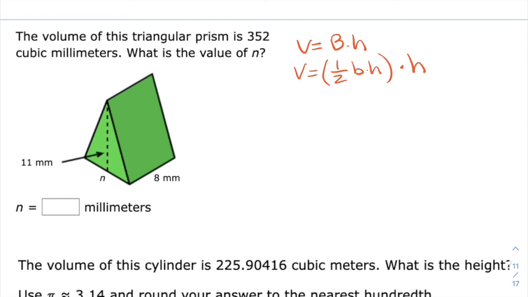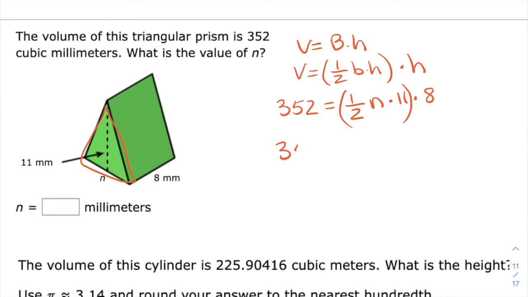Look, we're going to substitute in all the pieces that we know. So we know 352. We know 1/2. We know the base is n. The height is 11. And then the other height is 8. So what I did was I did the height of the triangle being 11, and I did its base being n, because that's what we're solving for. So it's 1/2 n times 11, and then it's also times 8.